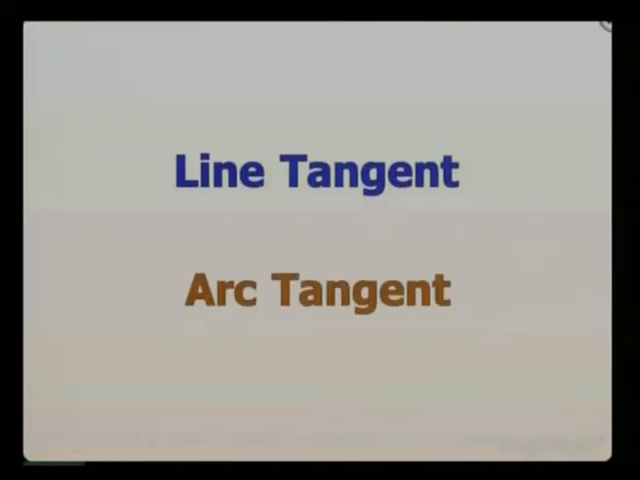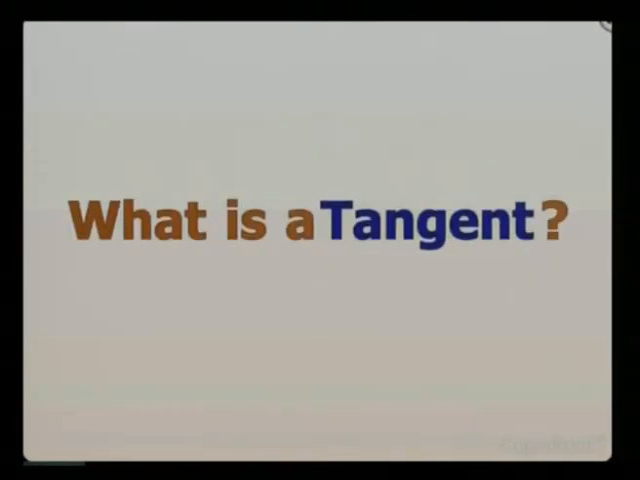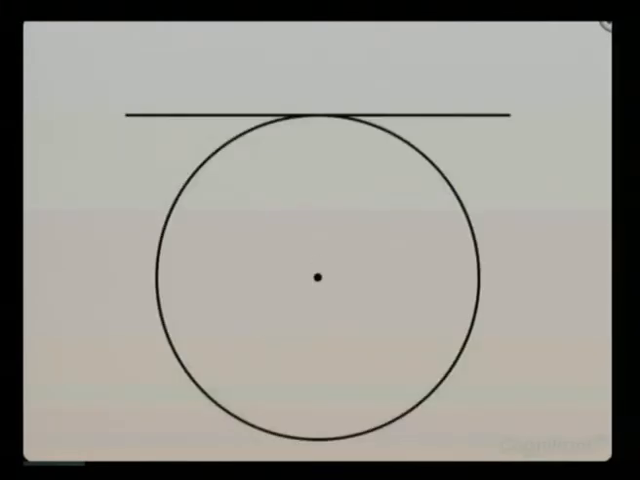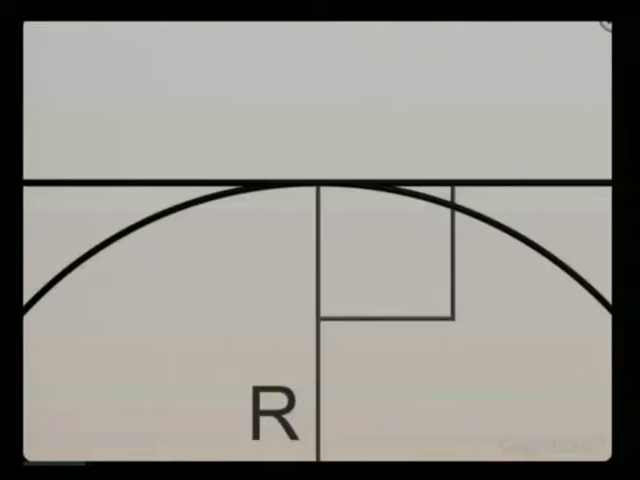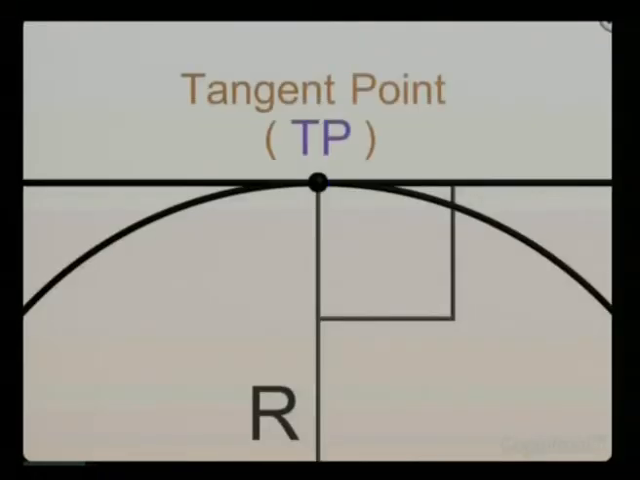So let's continue the discussion of geometrical constructions for line tangents and arc tangents. But first, what is a tangent? A line tangent to a circle is a line that is perpendicular to the radius and touches the circle only at one single point. The intersection of these two lines is called the tangent point.